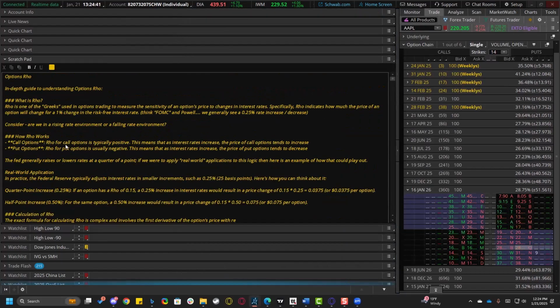With call options, Rho is generally positive. So when they're raising rates, the calls improve. When they're cutting rates, the calls suffer. Well, when they're lowering rates, calls are going to be negative and puts are going to be positive. Well, when they're lowering rates, growth stocks do well and value stocks generally don't do so well. So we would want to buy puts anyways, and the puts will benefit from the impact of Rho.